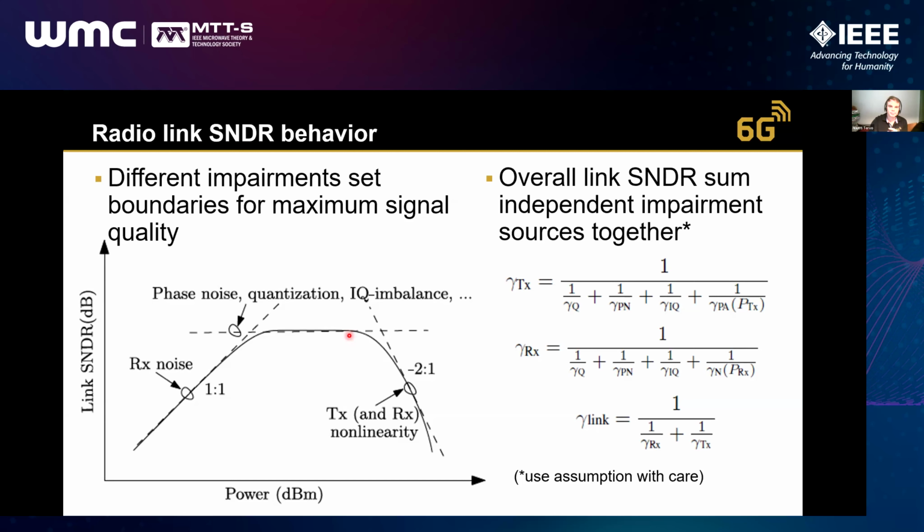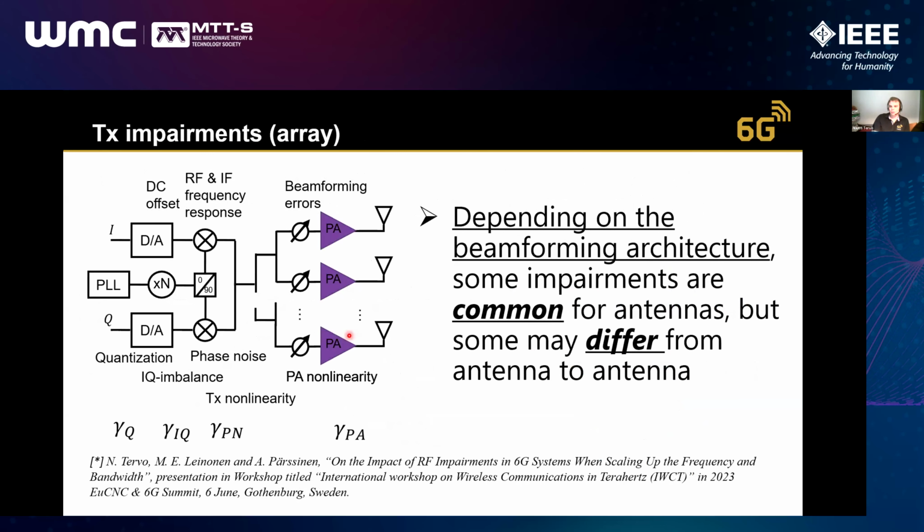Okay, but I said I will focus a little bit more on this transmitter side at the beginning, and namely I will focus a little bit more on the nonlinear distortion of the power amplifiers. But if you look at the transmitter side, we see that in this kind of a phased array transceiver where we have analog beamforming, some of the impairments are common for antennas.